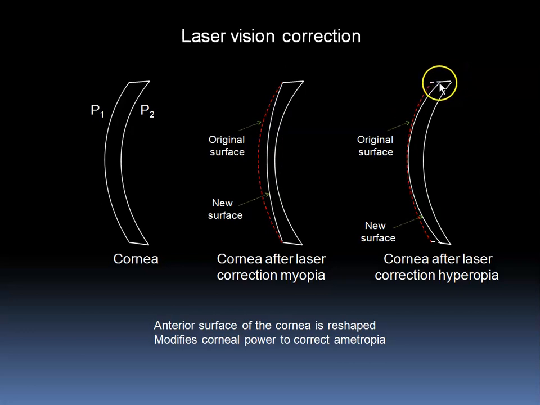In this patient, corrected for hyperopia, the cornea is reshaped from its original, shown in the red dotted line, to be thinner more peripherally than it is centrally, and thereby increasing the overall curvature of this new surface. This increases the power of the cornea and allows the image to be focused more anteriorly in this hyperopic eye.